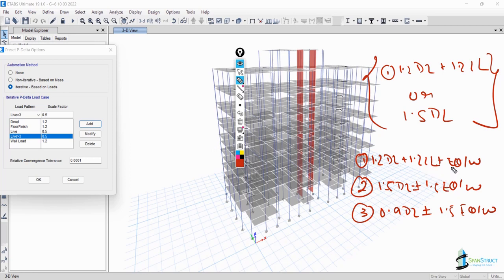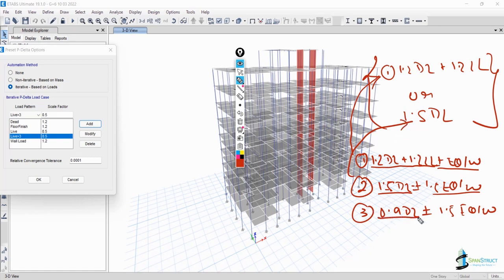I already told you that when you want to introduce the P delta, you do not require a lateral load. So in the first load combination, if you remove the lateral load, you will be left with 1.2 dead load plus 1.2 live load. This is the same thing. In the second, if you remove 1.5 EQ and Y, you will be left with 1.5 dead load only. This is the same thing.